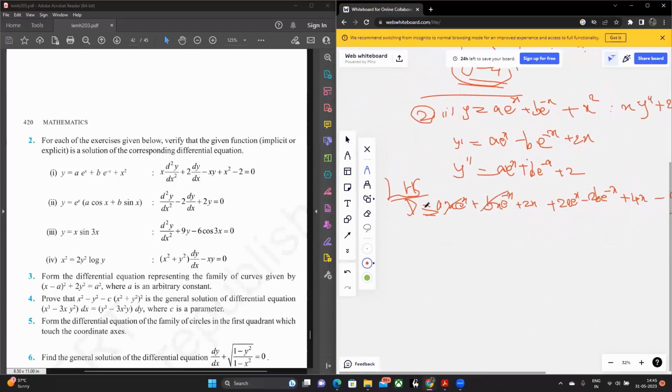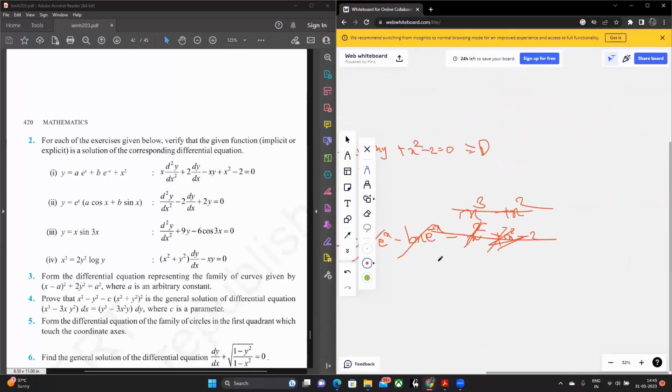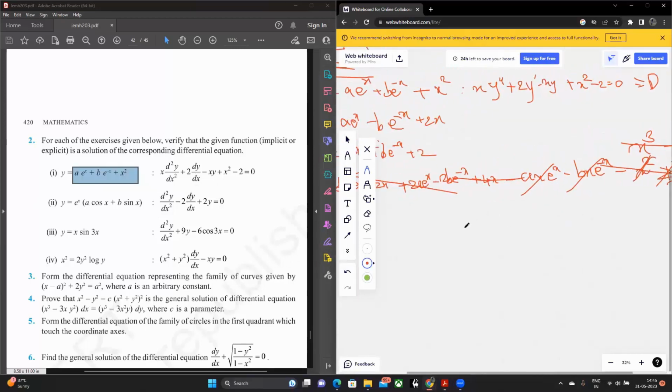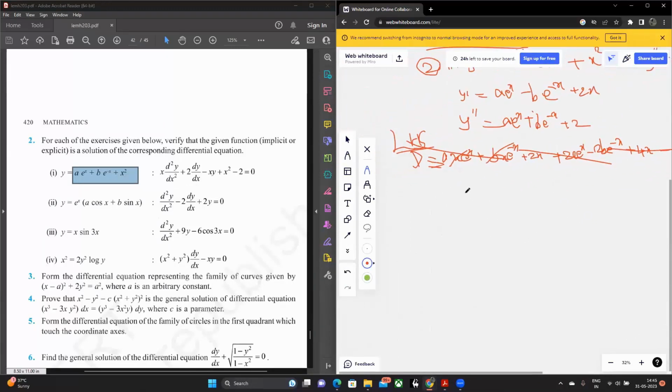You can't do it this way, since you have two arbitrary constants. Since you have these two arbitrary constants, you can't really substitute this directly and then find it, because these arbitrary constants work in a way such that the whole expression cancels out.